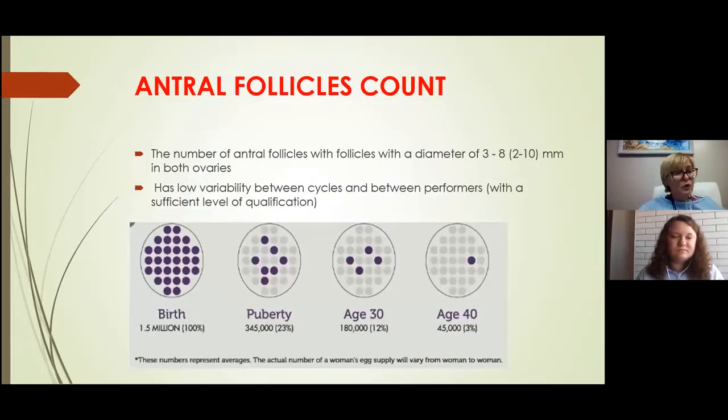Another marker which we use very often is antral follicle count. It means that we do an ultrasound and we can count how many little follicles we have inside of the ovary.